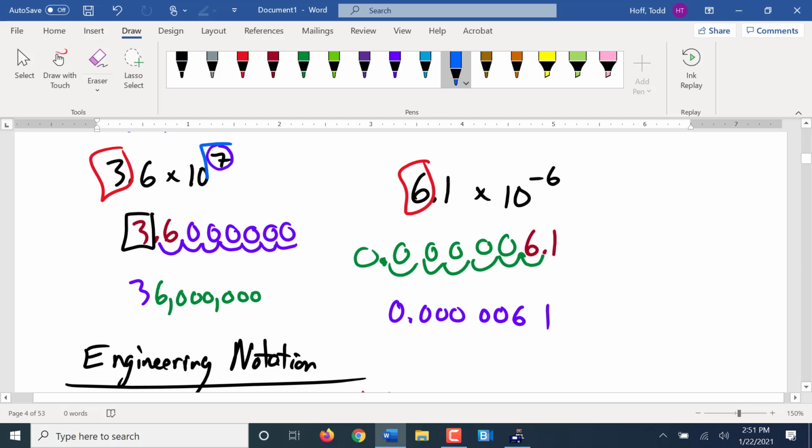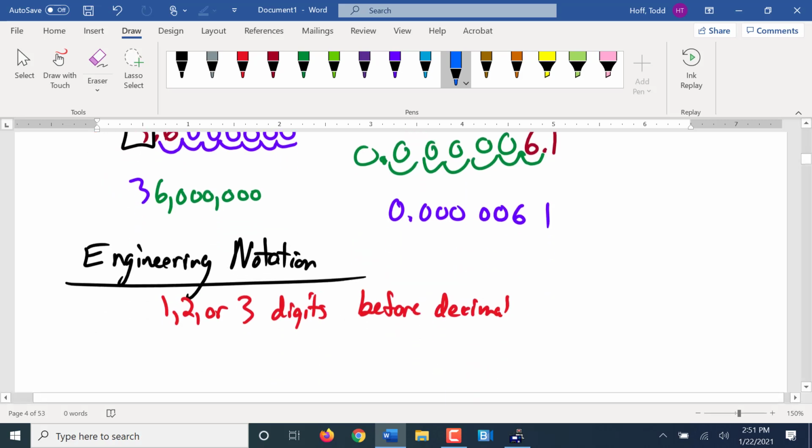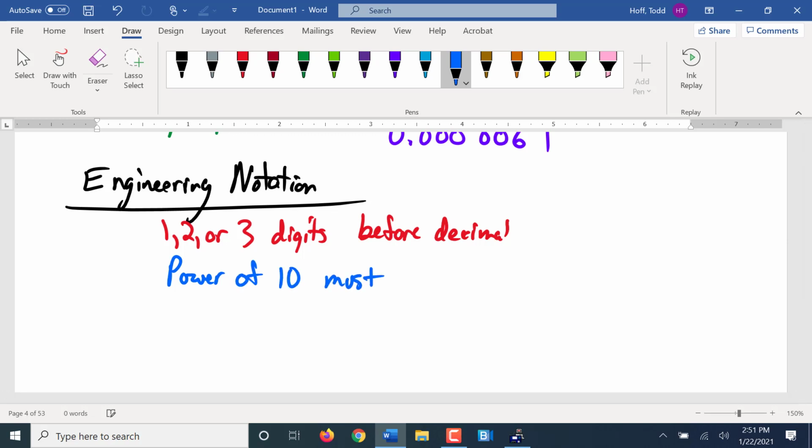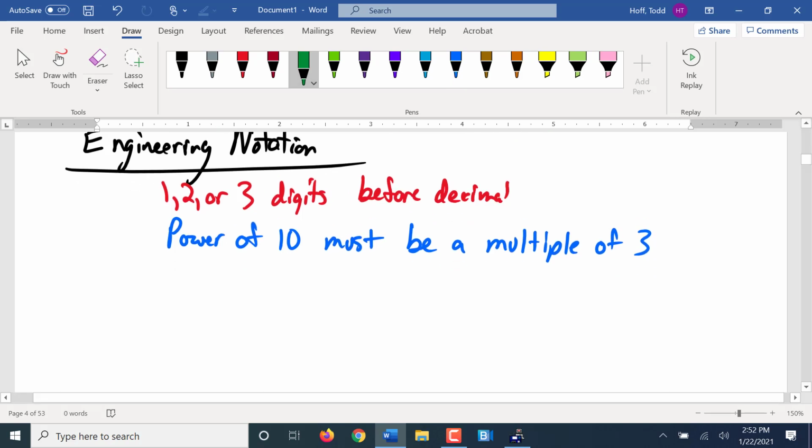In scientific notation, the power of 10 can be anything depending on how many decimal places we had to move. In engineering notation, the power of 10 must be a multiple of 3. So 3, 6, 9, 12, 15, or -3, -6, -9, going either way.